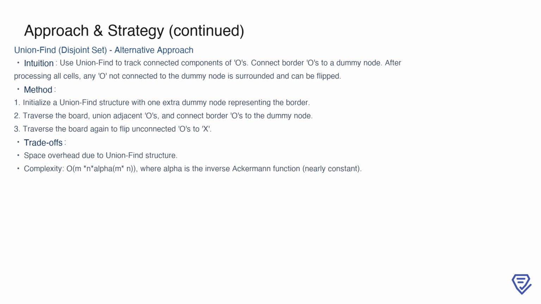While this approach is efficient, with a time complexity of O(m*n*alpha(m*n)), where alpha is the inverse Ackermann function, it does come with some trade-offs. Specifically, it requires extra space for the union find structure and is more complex to implement compared to other methods.